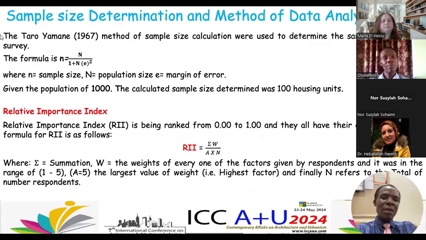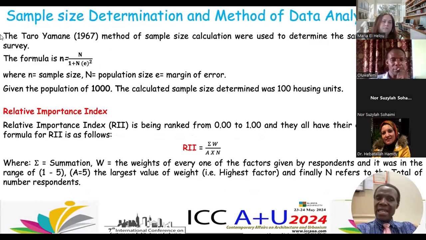We determined our sample size by using the Taro Yamane 1967 method, which is displayed on the screen. So given a population of over 1,000, we were able to calculate our sample size and arrive at a minimum of 100 housing units.